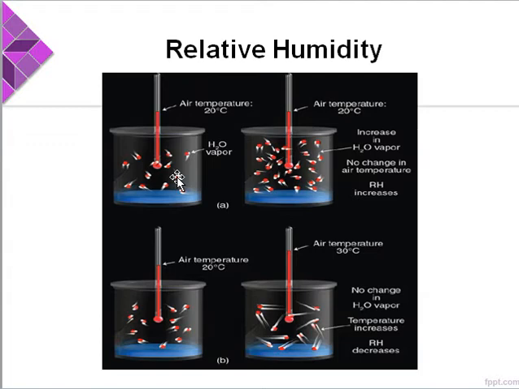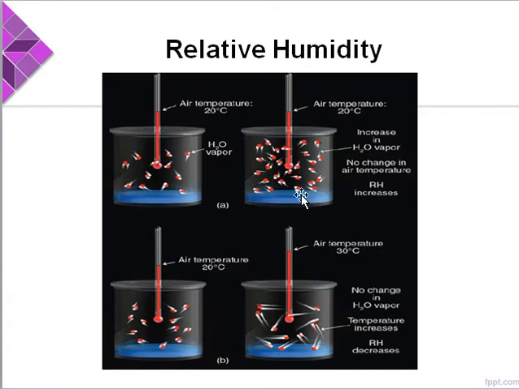In summary, with no change in air temperature, adding water vapor to the air increases the relative humidity, and removing water vapor from the air lowers the relative humidity. Again, to emphasize, with no change in air temperature, when we add water vapor to the air, it will increase the relative humidity. But when we remove water vapor from the air, it will lower the relative humidity. Always remember that.